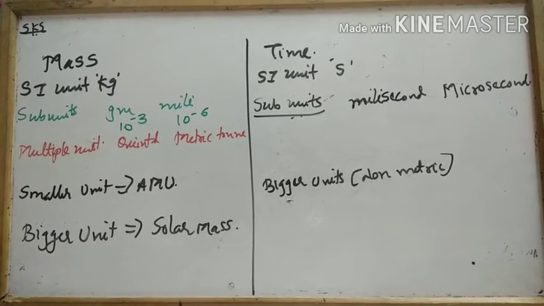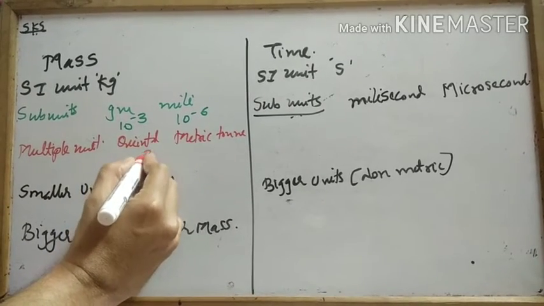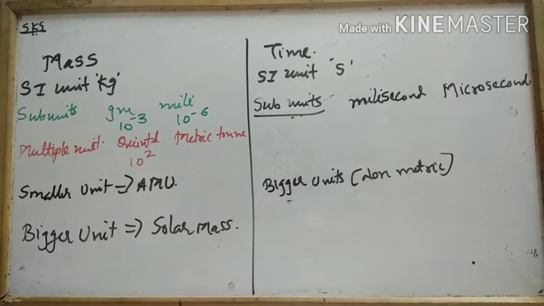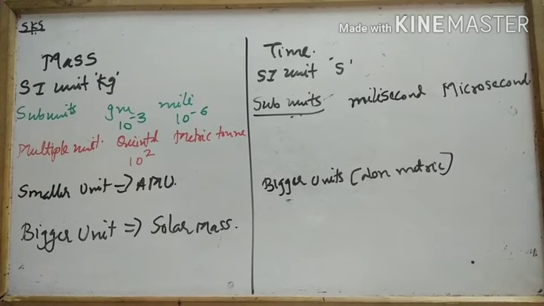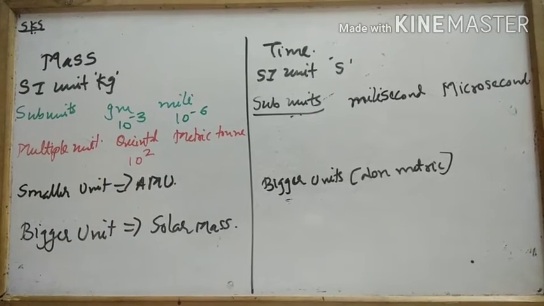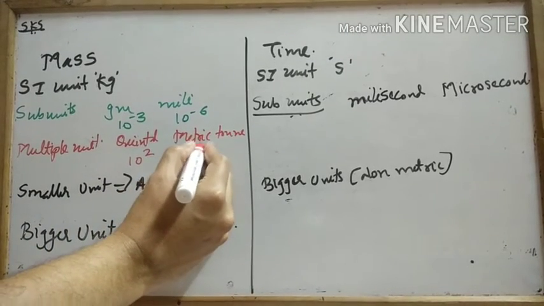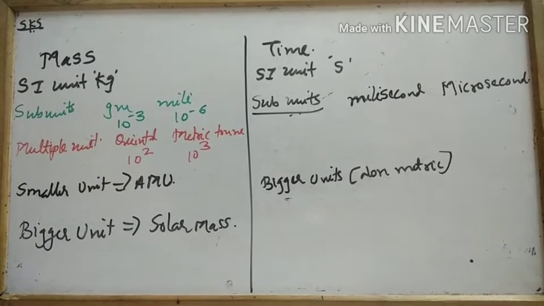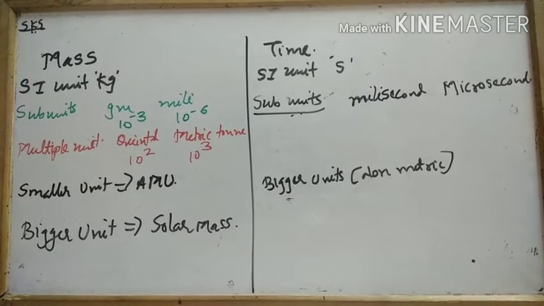Sometimes when you measure bigger masses, they are measured in quintals, and a quintal is nothing else but 100 kg. We generally do not represent it as 100 kg; we write it as 10 raised to 2 kg, which is equal to a quintal. Also the metric ton you come across, that is 10 raised to 3, that is 1000 kg, makes a metric ton.